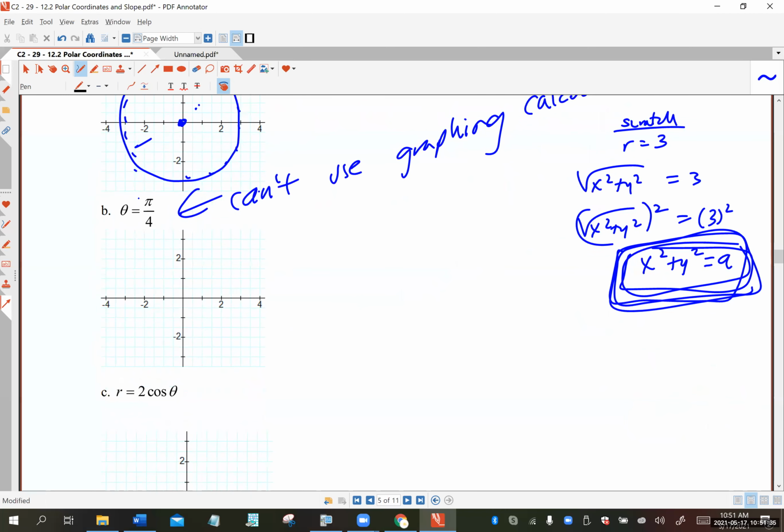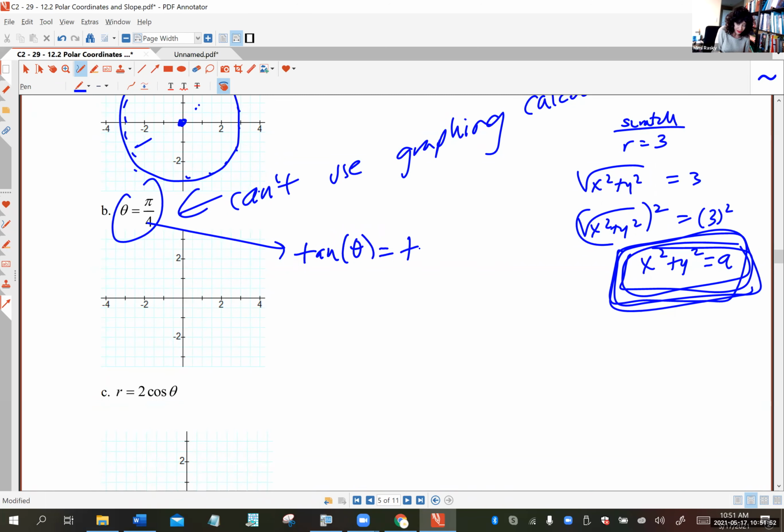So on this one, I can't use my graphing calculator. How about if I convert to rectangular and then we'll just graph in function mode? How do I convert this to rectangular? Well, this is a little bit tricky, but I'm going to take the tangent of both sides of the equation. That seems kind of weird.